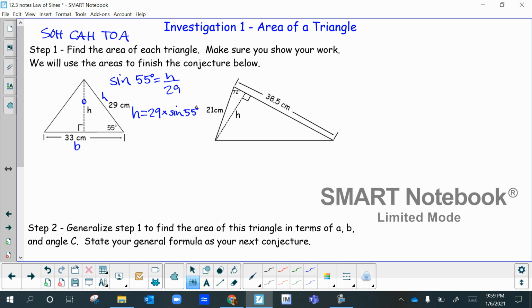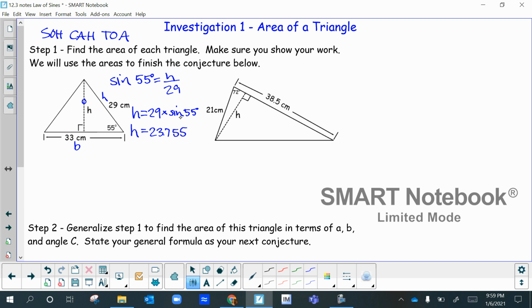So let me get my calculator. Make sure your calculator is in degree mode. It should not say rad for radian. So 29 times sine of 55 equals. So the height for this triangle over here on the left is about 23.755. Okay, so that's the height. So again, this is from 29 times sine of 55.